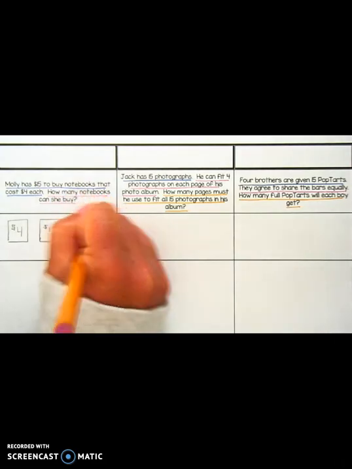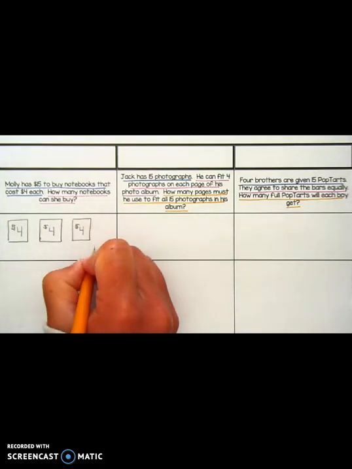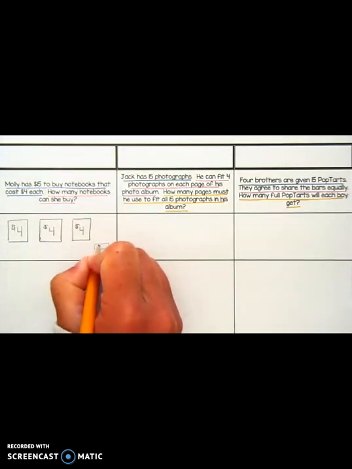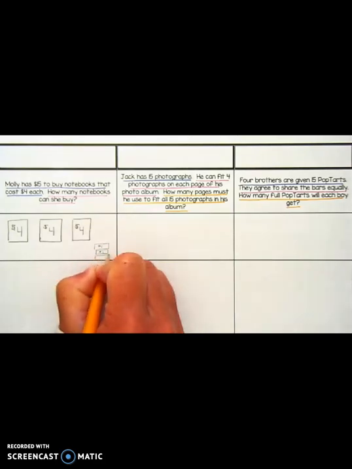Then if she picks up a third notebook, that costs $4. Altogether, that would be $12. So far, she's still within her 15. But if I tried to buy another notebook, that would make $16. Molly doesn't have that much money. So she really just has $3 left. So I'm going to draw 3 little dollar bills here. That wouldn't be enough money to buy another notebook. So that's a picture of what's going on.